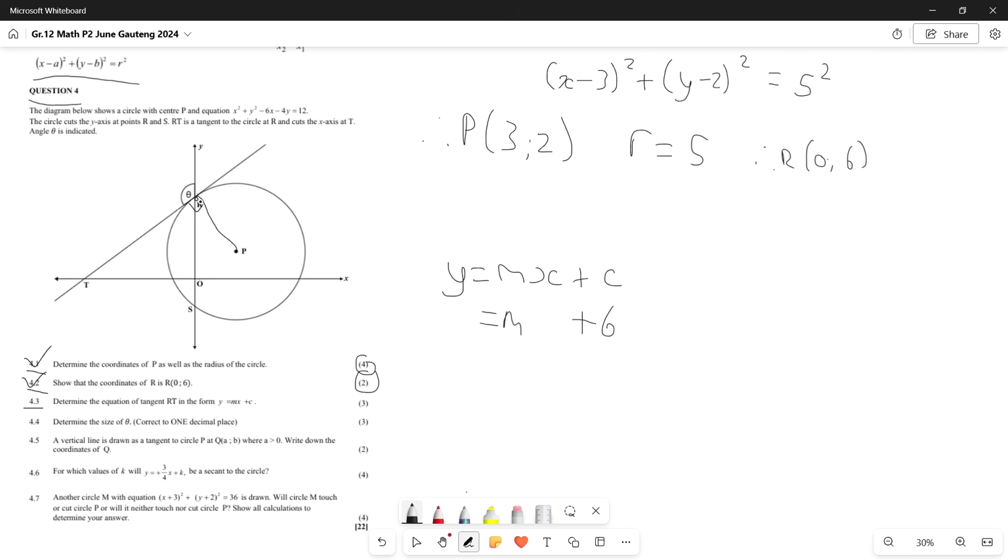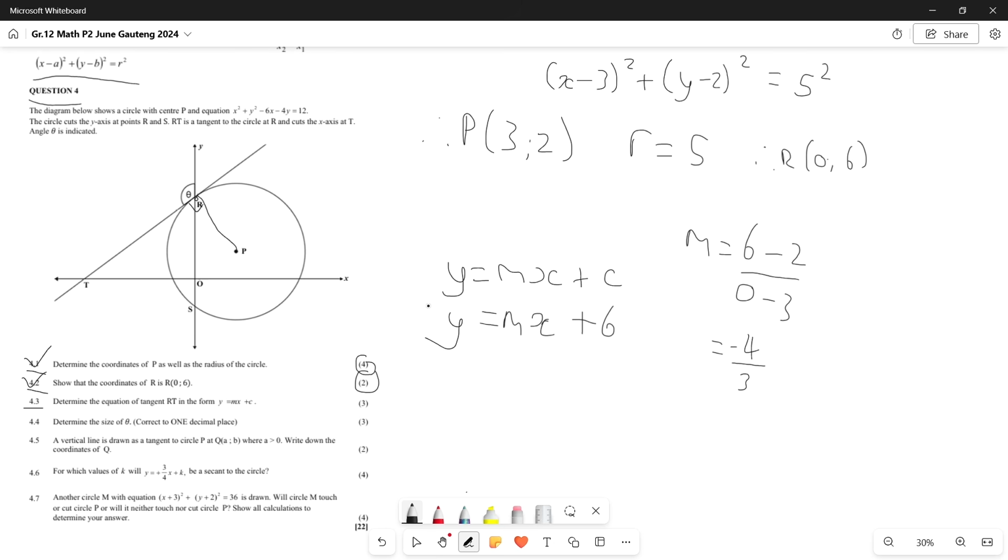So what we are going to do is take the gradient of rp. The gradient is m, our y value for r is 6, minus the y value for p which is 2 that we have over here. The x value for r is 0, minus the x value for p which is 3. So what we have is 6 minus 2 is 4, 4 over minus 3 is -4 over 3.